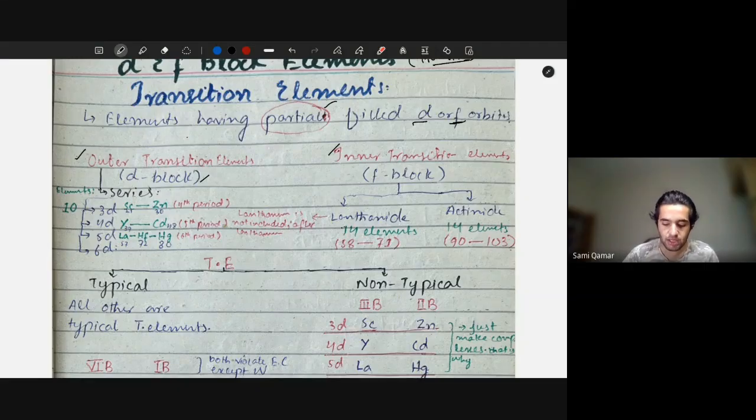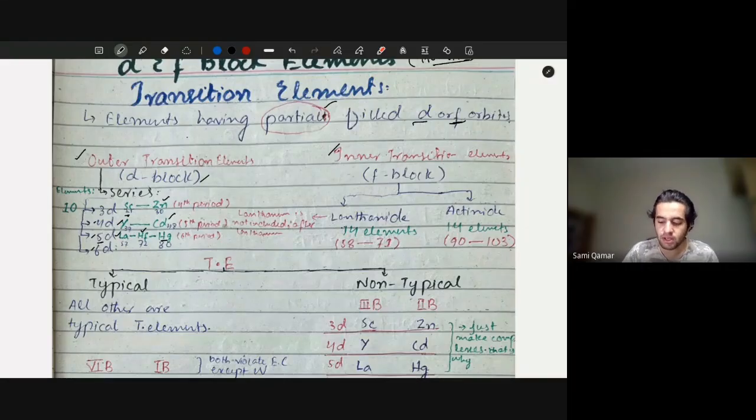Okay, now series. We have 3D series, 4D series, 5D series, 6D series. As I told you, 3D series starts from scandium and goes up to zinc. This is important one: yttrium up till cadmium. You don't need to remember all the elements, but you need to remember the properties. And then 5D series will start from lanthanum, then hafnium, and then up till mercury. This is our sixth period.